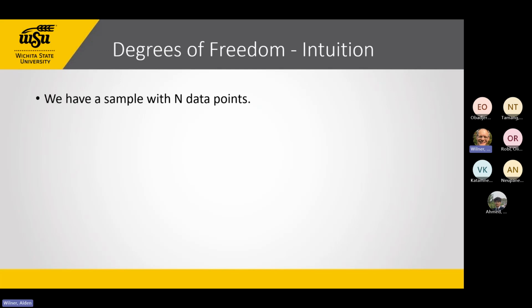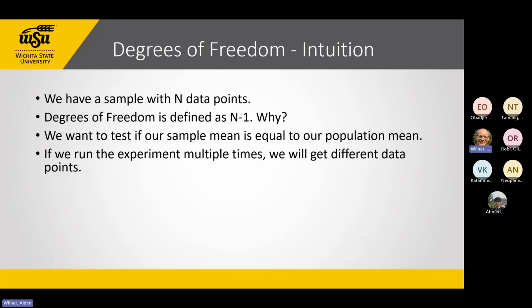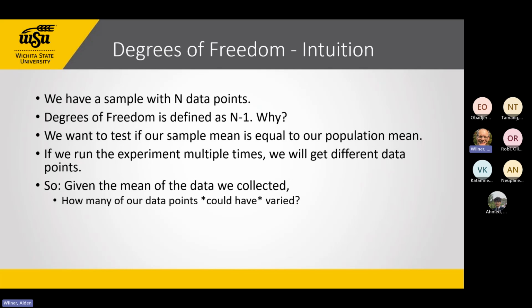What is the degree of freedom? Intuition doesn't explain what that is, because I didn't know what this was for the longest time. So degrees of freedom is defined as n minus 1. I have n samples. The degrees of freedom is 1 less than that. Why? Well, because we want to test if our sample mean is the same as our population mean. So, if we rerun the experiment multiple times, we'll get different data points, right? In order to get that same mean, how many data points could have been different?